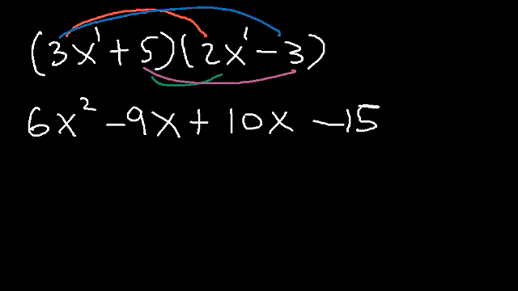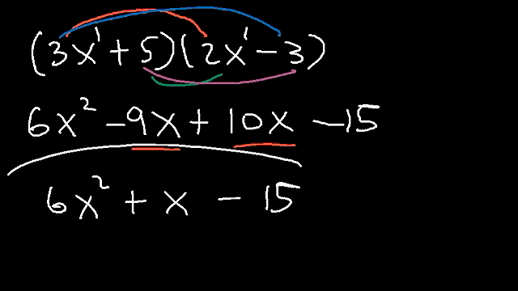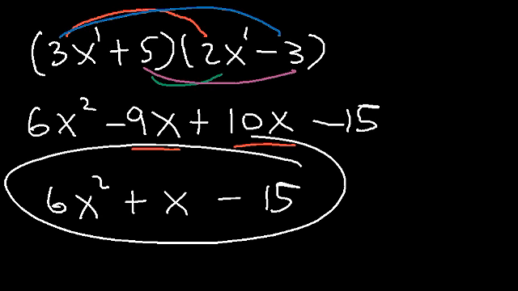All we need to do now is add like terms. So negative 9x plus 10x, negative 9 plus 10, or 10 minus 9, is 1. 1x is simply x. So this is the answer. 6x squared plus x minus 15.